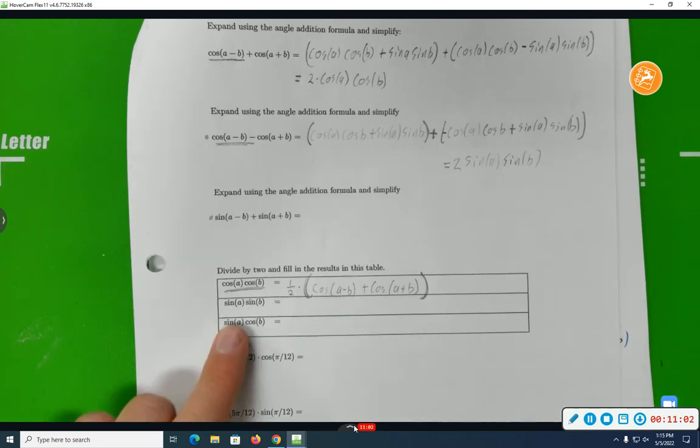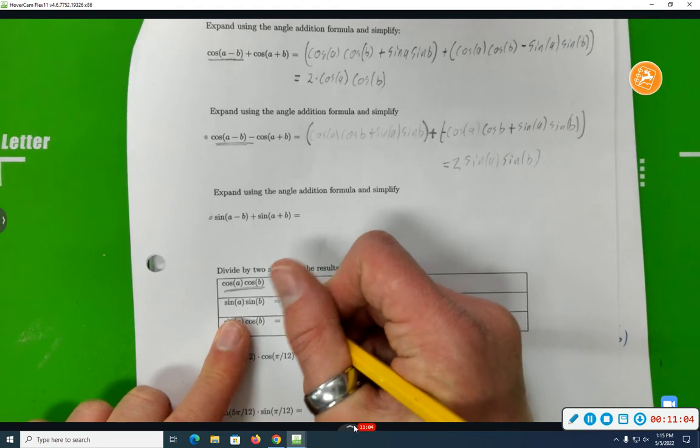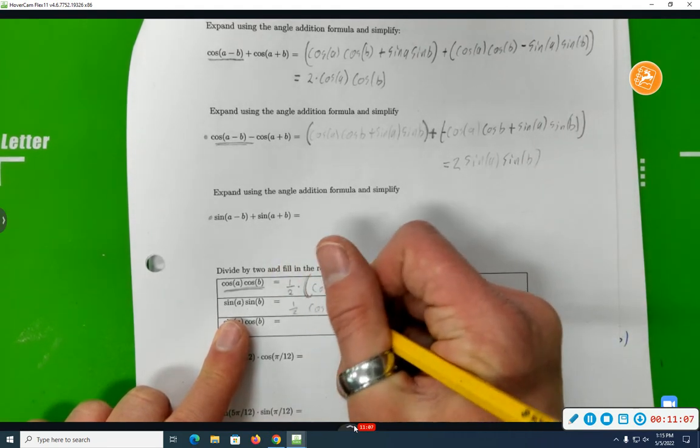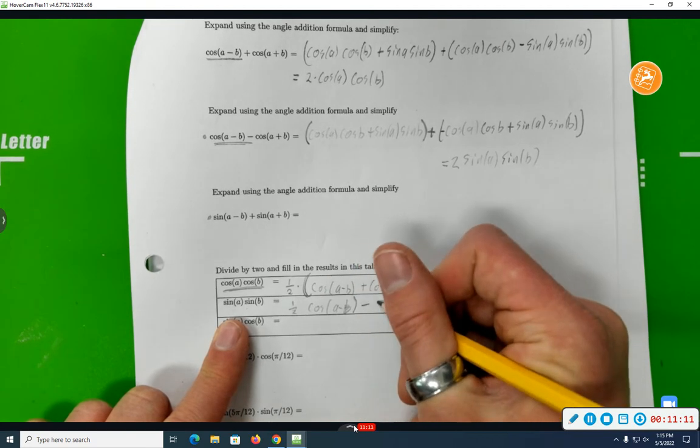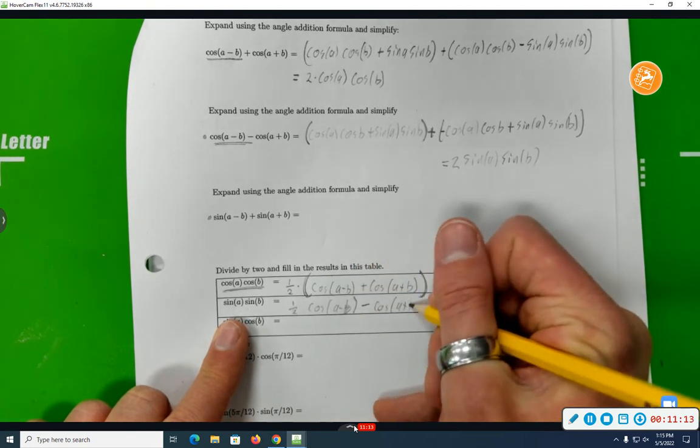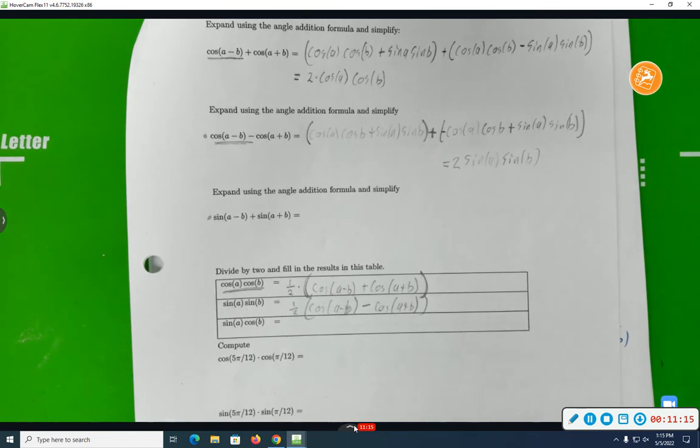So apparently sine a sine b is the same thing as 1/2 cosine a minus b minus cosine a plus b. And it all needs to be divided by 2, so again, parentheses matter.